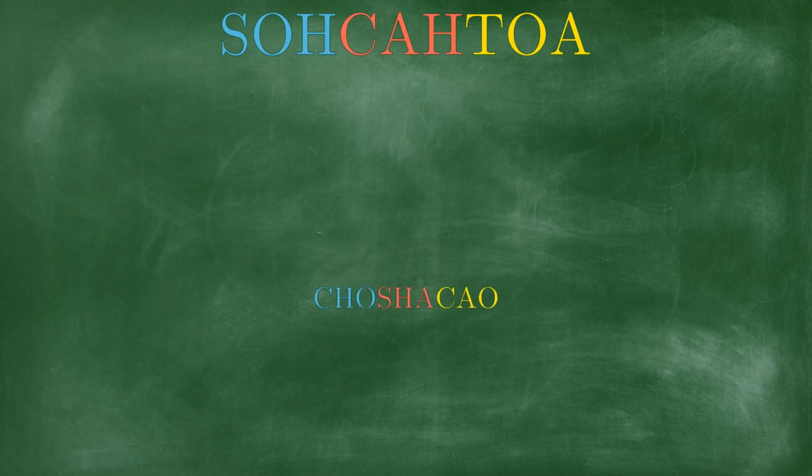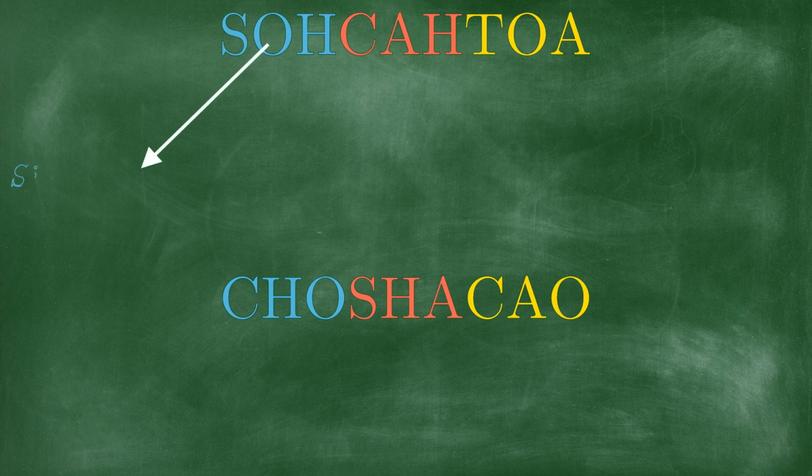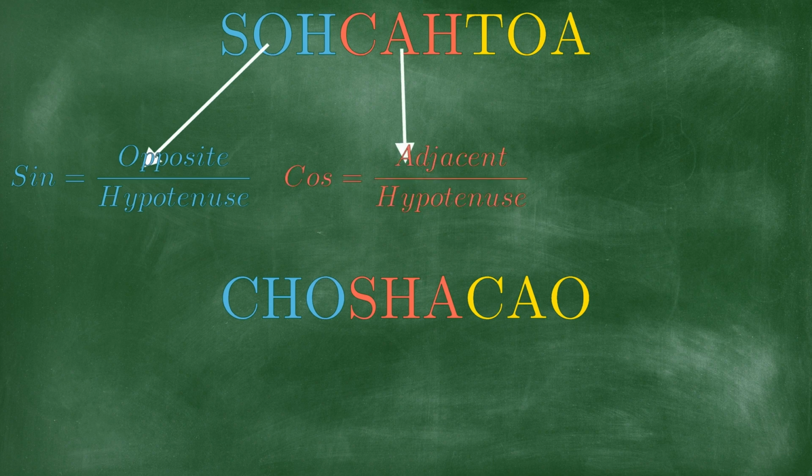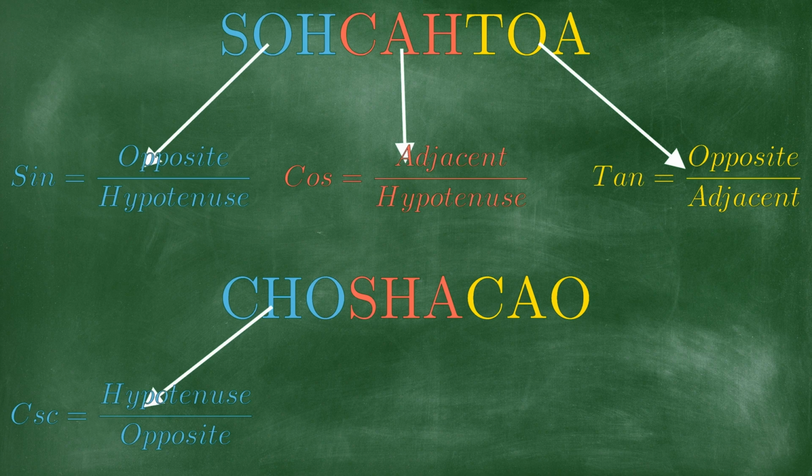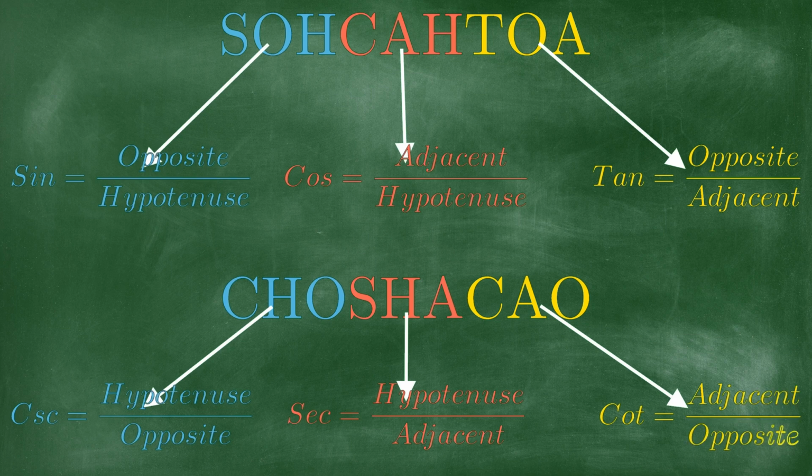Let's take a review on SOHCAHTOA, where sine equals opposite over hypotenuse, cosine equals adjacent over hypotenuse, tangent equals opposite over adjacent, the reciprocal of sine, which is cosecant, equals hypotenuse over opposite, the reciprocal of cosine, which is secant, equals hypotenuse over adjacent, and the reciprocal of tangent, which is cotangent, equals adjacent over opposite.